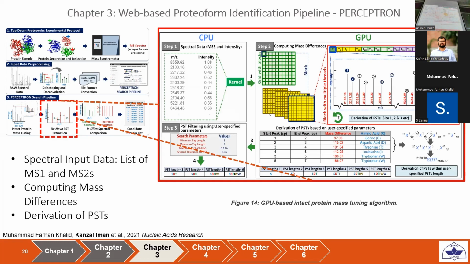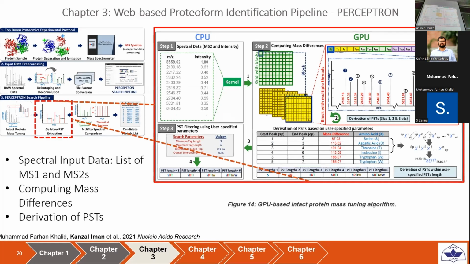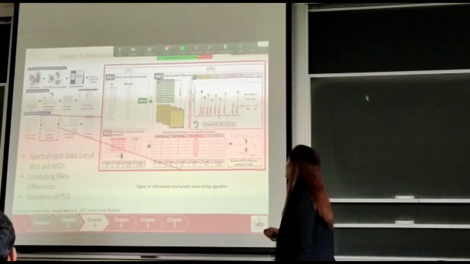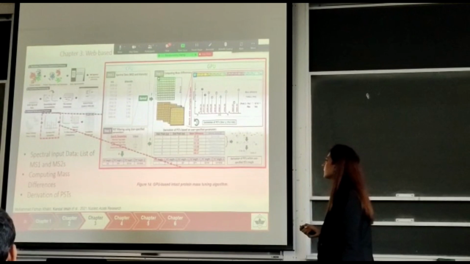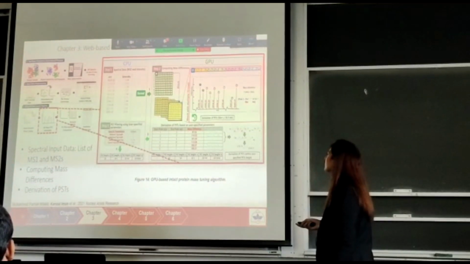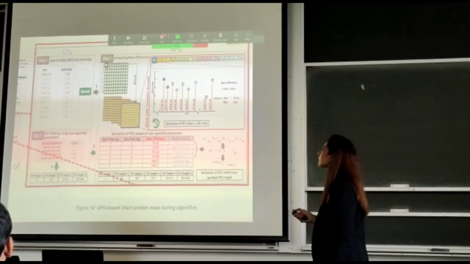Within this, the spectral data is being transferred from CPU to GPU and processed via a kernel. This kernel again has blocks and threads. Multiple threads compute the differences between consecutive spectral peaks, and if that mass difference corresponds to the mass of an amino acid, it is retained, and these PhD ladders are stitched together.